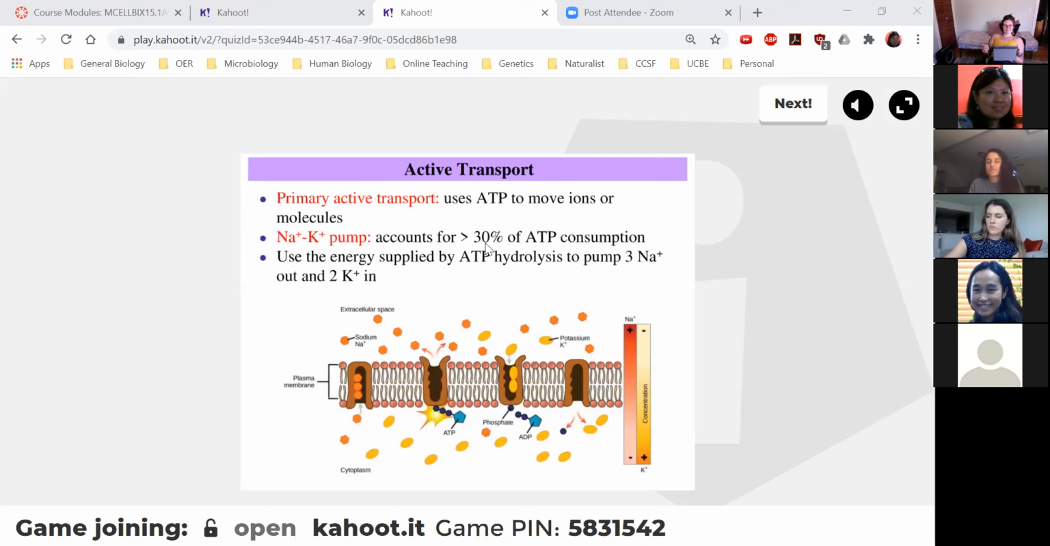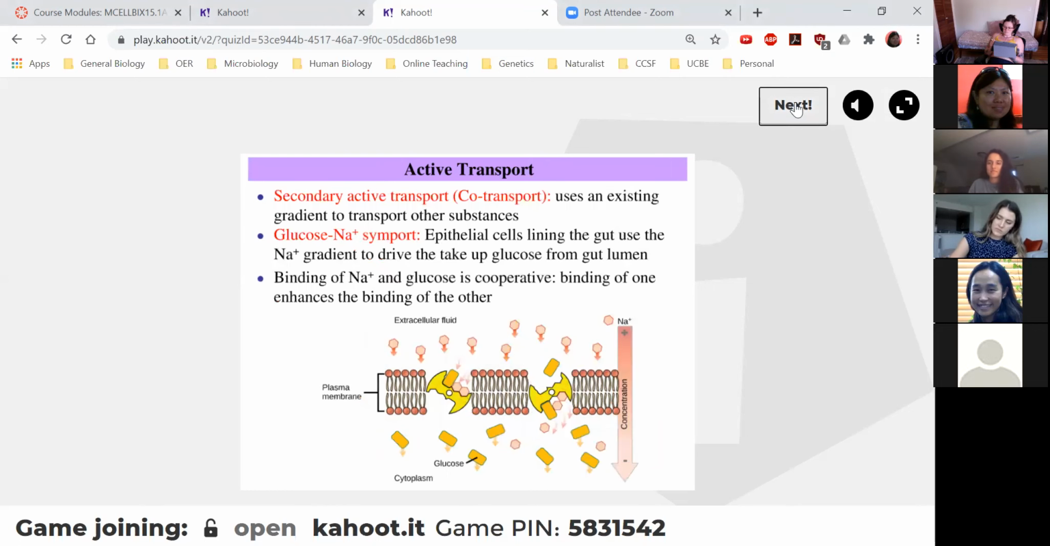That could be a car payment or your mortgage. But whatever that thing is, if you're spending 30% of your household income to maintain it, it has to be really important in your life. So the sodium potassium pump is really important for the cell, and that's why it uses so much energy to make sure it is functioning properly.